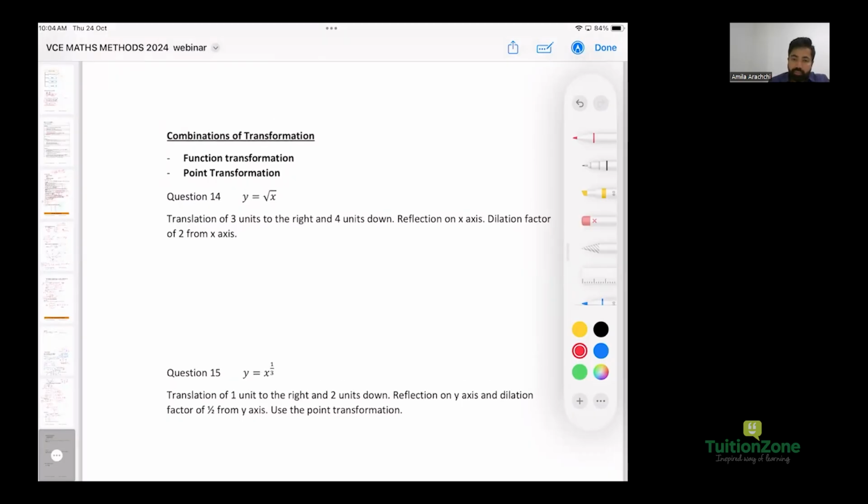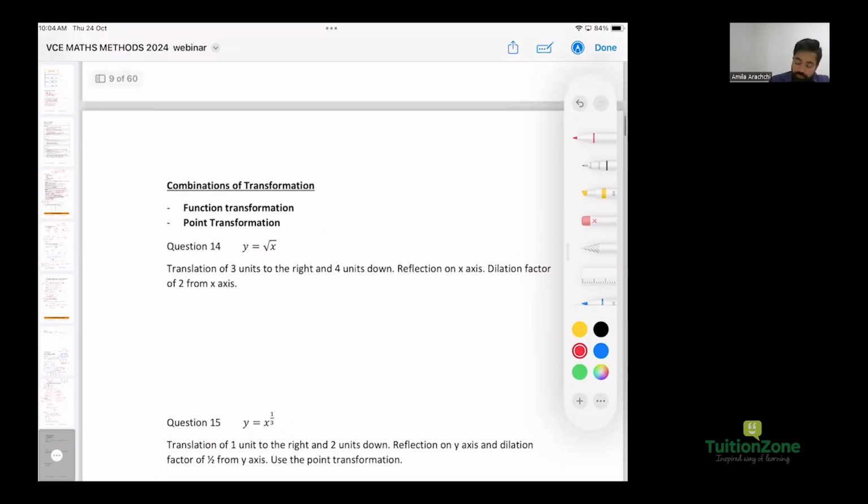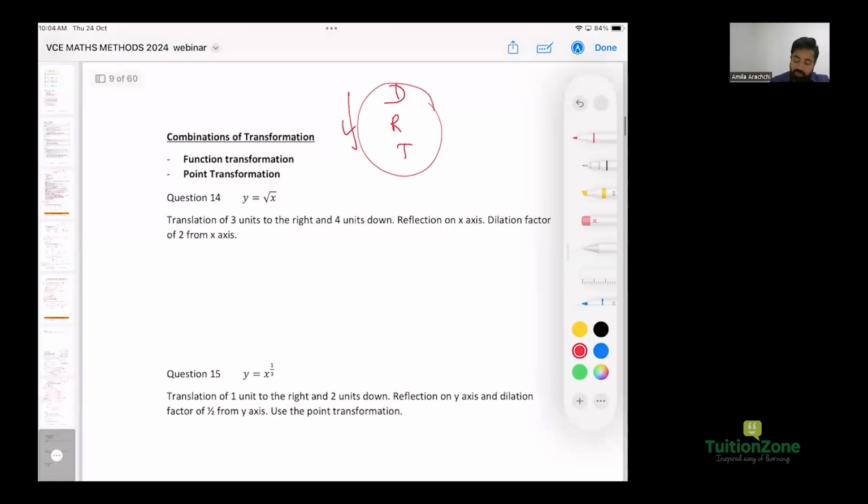So translation 3 to the right. And if they're given any order in the question, just follow whatever the order given. But if the question asks you to write down the transformations, you always use the DRT method. So dilations first, then the reflection, then the translation. At this stage, just follow the same order they're given.